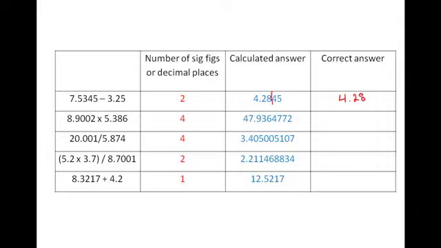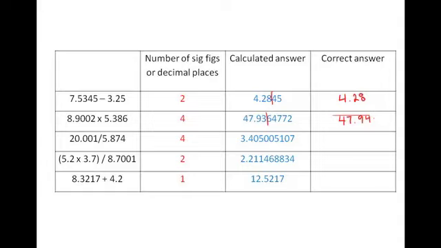The next one has to do with significant figures. What I do is I count the number of significant figures. So this is my first, second, third, fourth. And I put a line. Again, I round up if the digit after the line is a 5. So my answer should be 47.94.